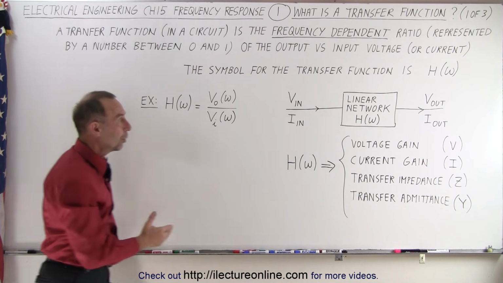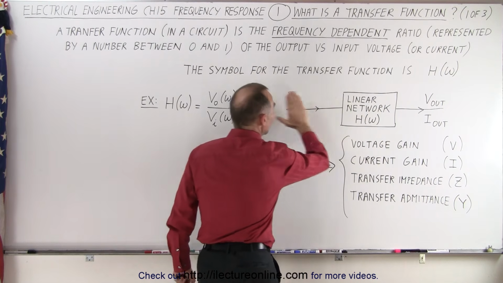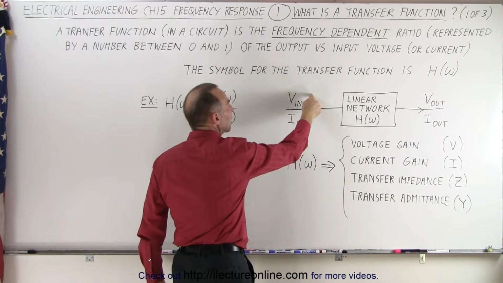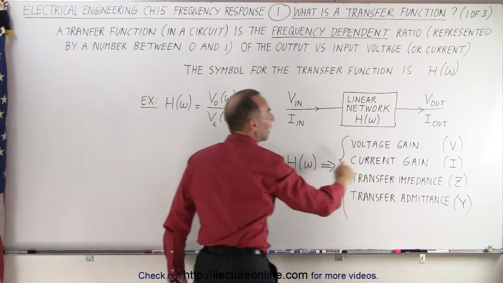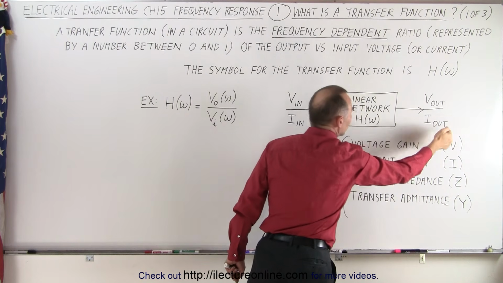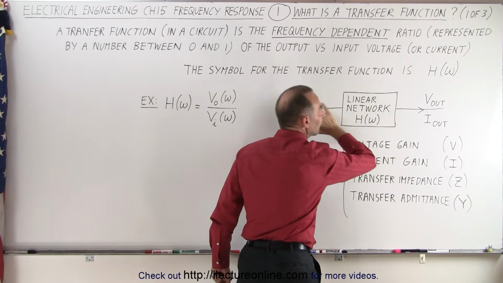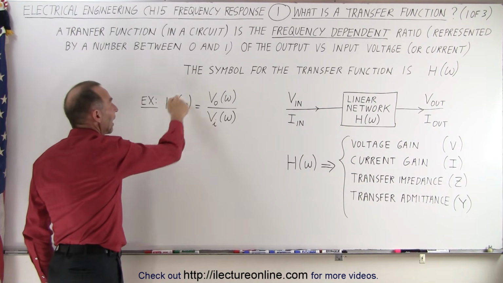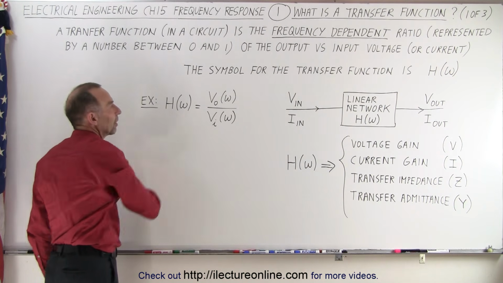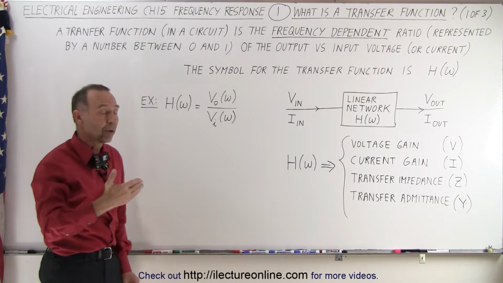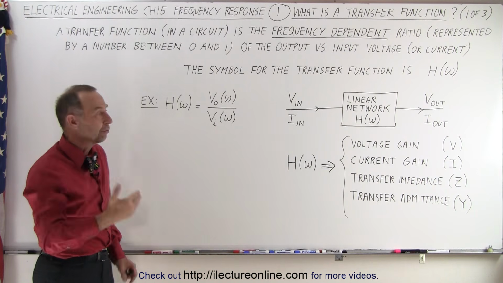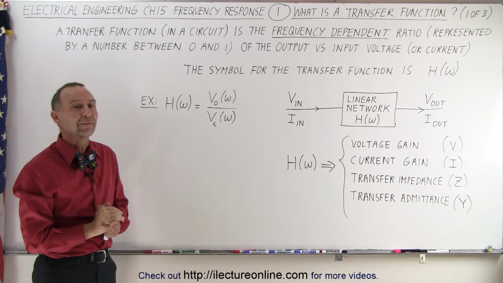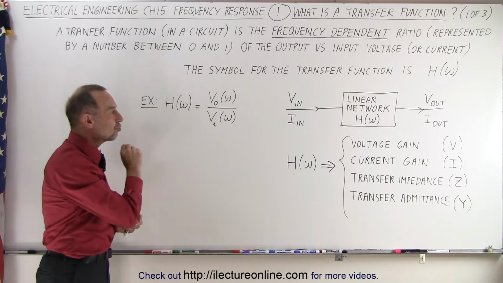So basically, again, we have a linear network. We have input voltage and input current. We have output voltage and output current. And depending upon the frequency of the input voltage and input current and the frequency of the output voltage and the output current, for different frequencies, we'll have different ratios going out versus coming in. That ratio is then defined as a function of frequency by what we call the transfer function. It will yield a number somewhere between 0 and 1. 1 for good transfer, 0 for no transfer. And again, it's frequency dependent. And that's what we define as a transfer function.